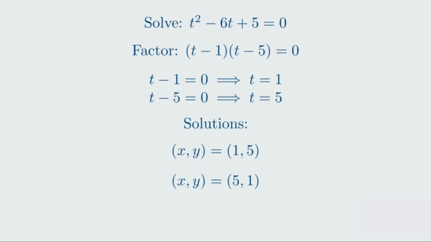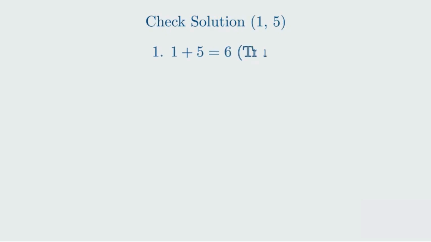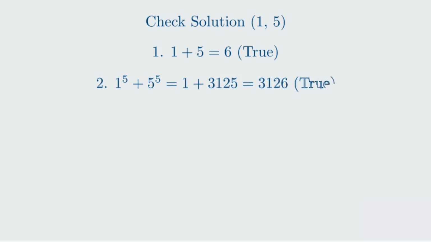Let's check these solutions. It's always a good idea to check our answers with the original equations. Let's check the first solution. X equals 1, y equals 5. The first equation, x plus y equals 6, becomes 1 plus 5 equals 6, which is true. The second equation, x to the 5th plus y to the 5th equals 3,126, becomes 1 to the 5th plus 5 to the 5th, which is 1 plus 3,125, which indeed equals 3,126. So, our solution is correct. The other solution, x equals 5 and y equals 1, will work exactly the same way due to the symmetry of the original problem. We've successfully found the real solutions.